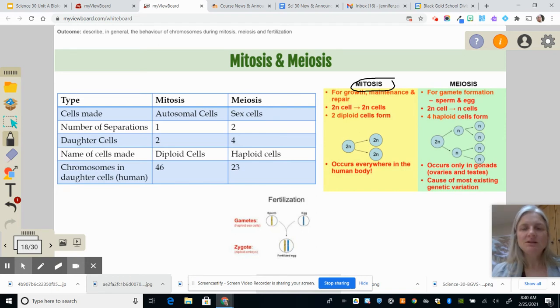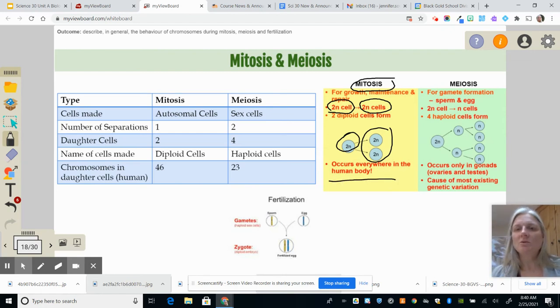So for mitosis, you're going to have a diploid cell, so it has the full complement of all your chromosomes, and you're going to form identical new diploid cells. So one cell replicates and divides into two cells, but the chromosomes are identical, right? You don't want to be creating cells that are different than the originals if you're just regrowing a toenail, right? They want to be identical. This occurs everywhere in the human body.